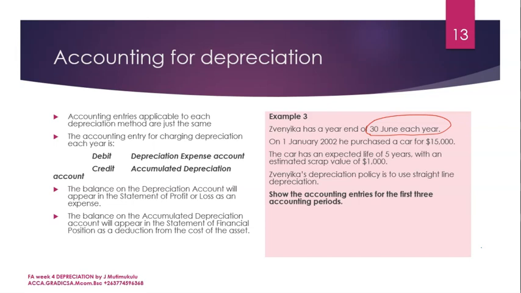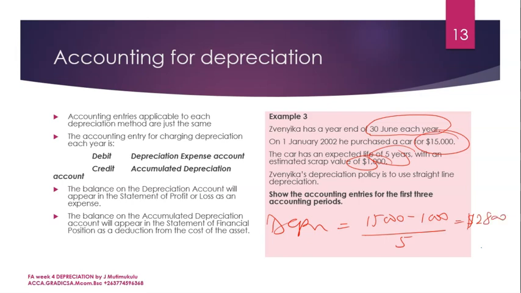So on the 1st of January 2002, he purchased a car for $15,000. This is the cost of the car, this is the estimated life of the asset, and the scrap value is $1,000. The scrap value is also the residual value. So the depreciation should be 15,000, which is the cost of the asset minus the residual value of 1,000, all divided by 5 years, and we are going to have a charge of 2,800 per annum.